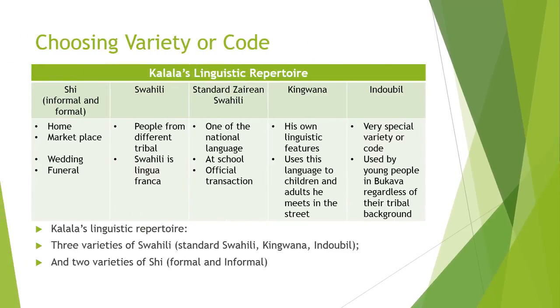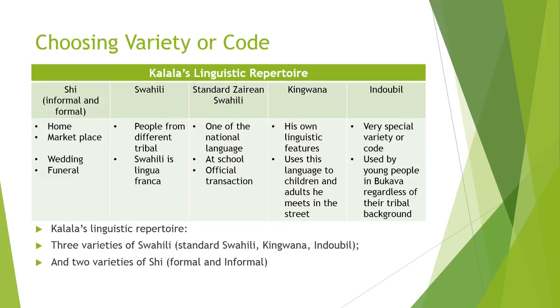So Kalala speaks in five different varieties in different social contexts. The first variety is Shi. Shi is his tribal language. There are two varieties of Shi language. The first one is informal Shi, used at home or at the marketplace, where Kalala deals with vendors from his ethnic group.